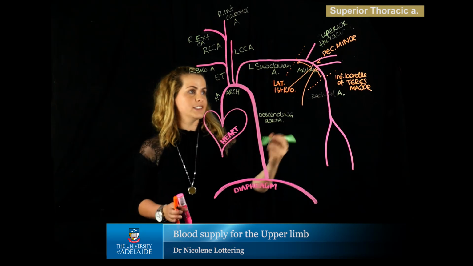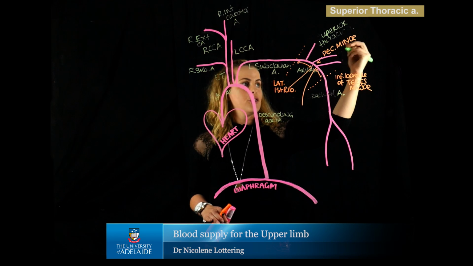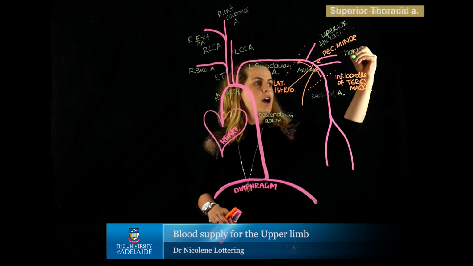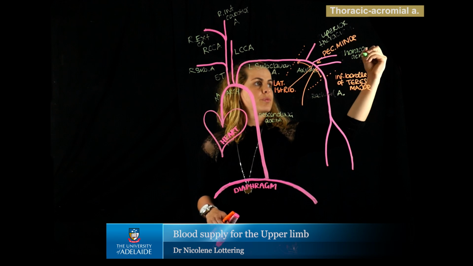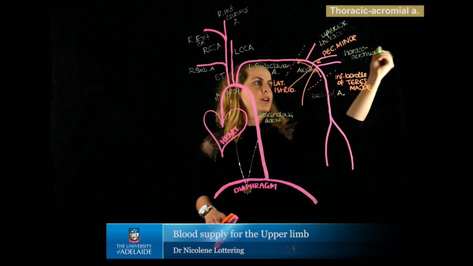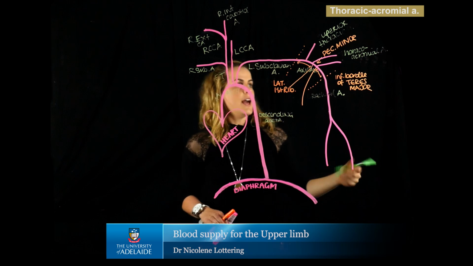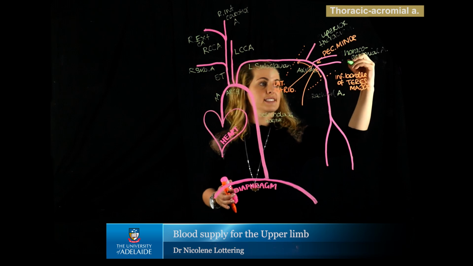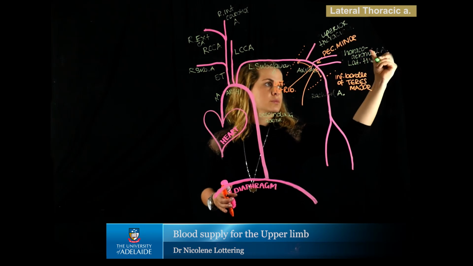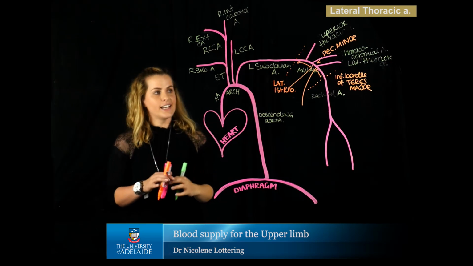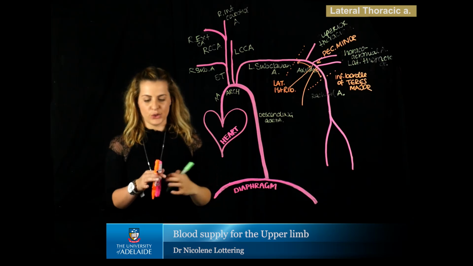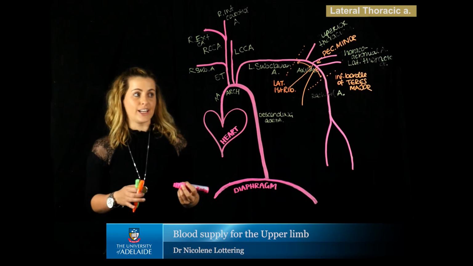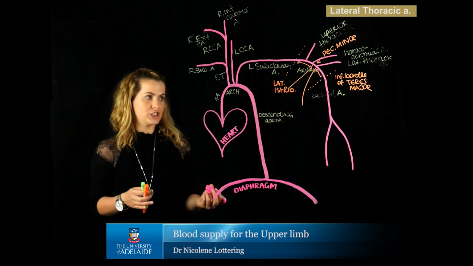So the first one is going to be the thoracoacromial artery. And then the second collateral branch is going to be the lateral thoracic artery. And then lastly, and I know things are starting to look a little bit messy, but the third segment of the axillary artery actually has three collateral branches.